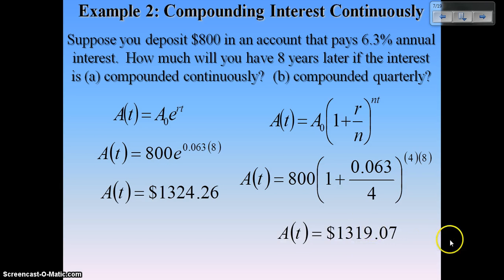And we get 1319.07. So you see, after 8 years, it's really not much of a difference, about $5. But, you know, again, $5 is $5. Why not get the most we can?